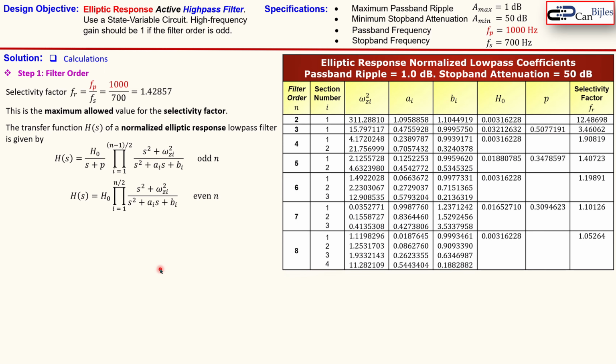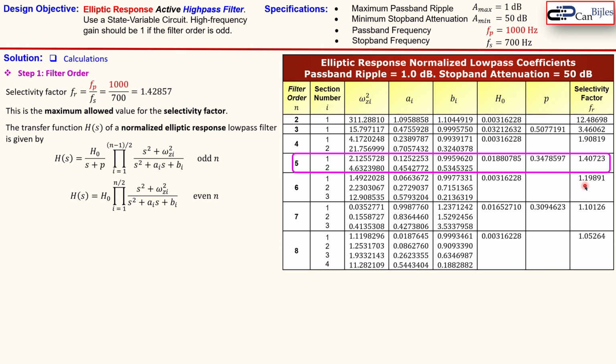Now this is the table we need to use for this design. You see here the elliptic response normalized low pass coefficients, but we will transform that to the high pass coefficients shortly. And this is the passband ripple of 1 dB, and our stopband attenuation must be 50 dB. So looking at this table, which is our design objective, we see here the filter order, some sections, and a lot of parameters as we see that here in the transfer function. Now when I look at it, the selectivity factor here, FR, is given as 1.407, etc. That is lower than this one, so this is actually a nice option.